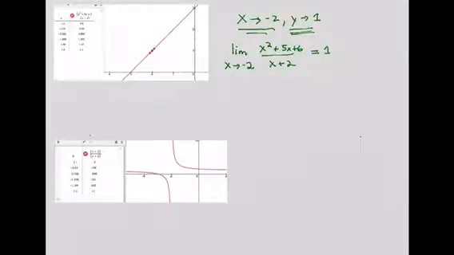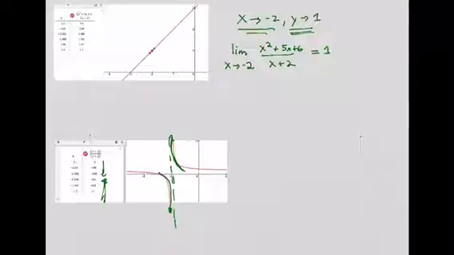Now, on the second one, we already talked about the values from the left going to very large negative numbers, and the values coming from the right of -2 going to very high positive values, and we have this vertical asymptote. In that case, we don't have a limit because as x approaches -2, the y values are going in two different directions.